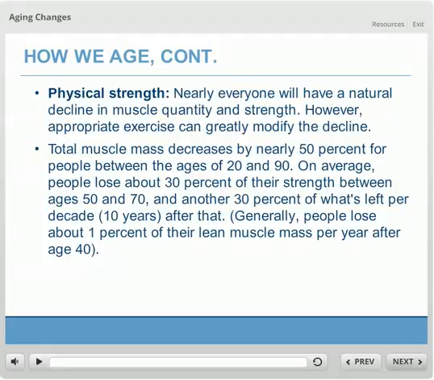Physical strength. Nearly everyone will have a natural decline in muscle quantity and strength. However, appropriate exercise can greatly modify the decline. Total muscle mass decreases by nearly 50% for people between the ages of 20 and 90. On average, people lose about 30% of their strength between ages 50 and 70, and another 30% of what's left per decade, or every 10 years, after that. Generally, people lose about 1% of their lean muscle mass per year after age 40.